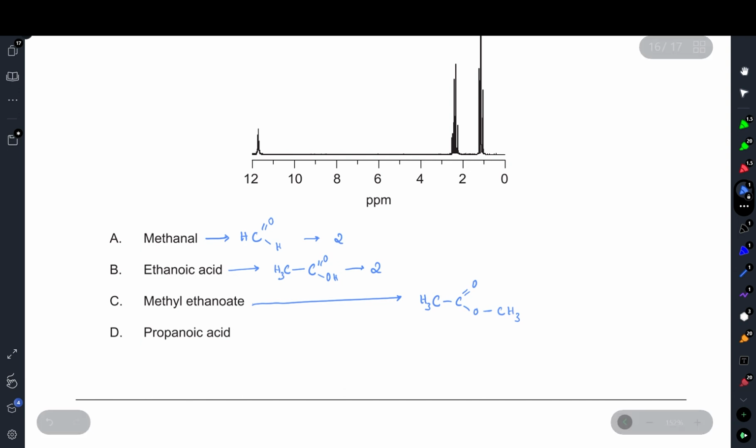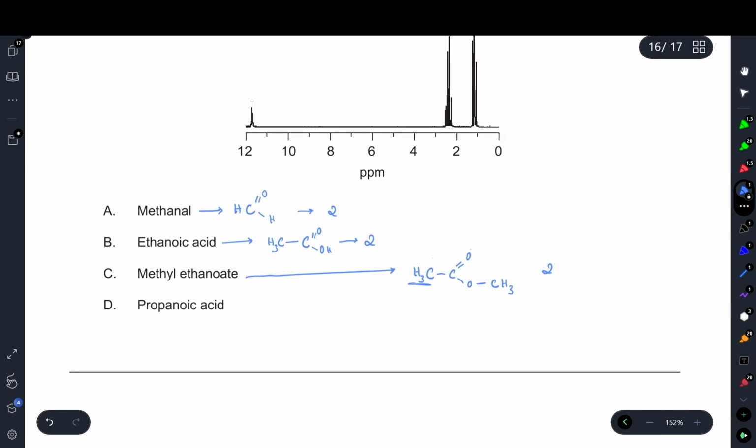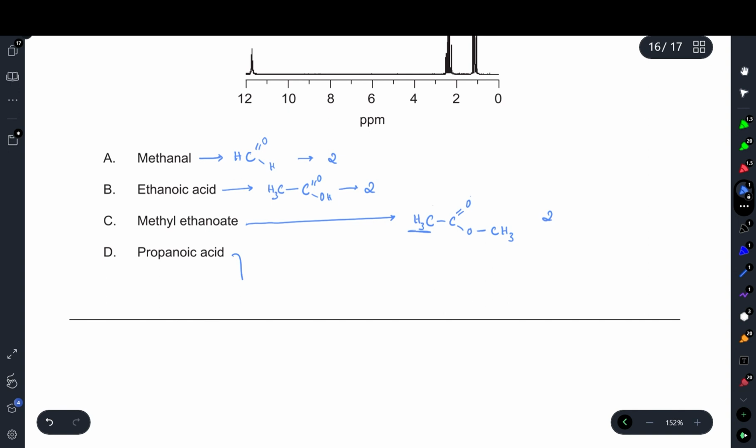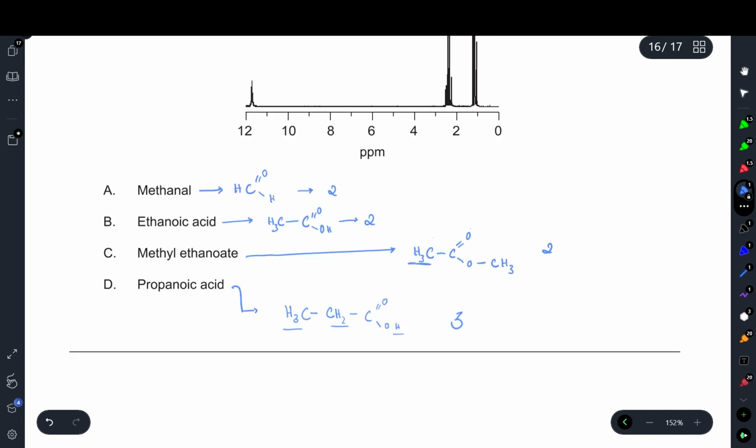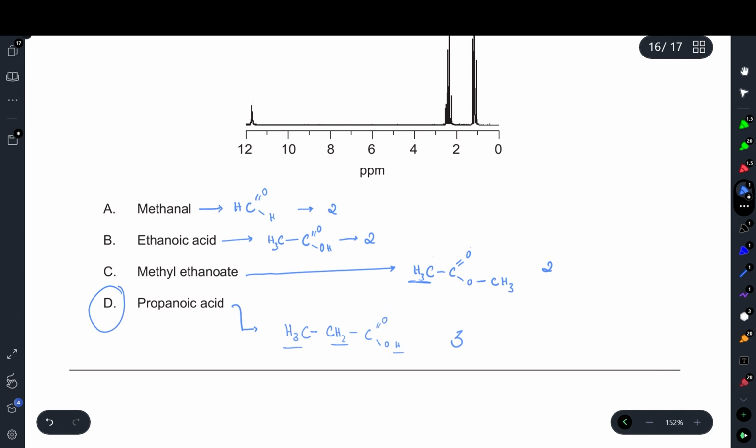Now let's look at the number of hydrogen environments here. You have 1 caused by this, and the second one is this, caused by this. This means that you have a total of 2 hydrogen environments. Let's look at the last option, propanoic acid. Let's draw this out right. CH3 bond CH2 bond C double bond O OH. 1, 2, 3, 3 hydrogen environments. So that means the correct answer to this question is D.